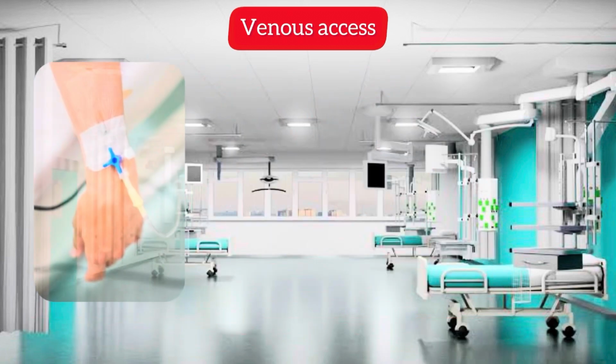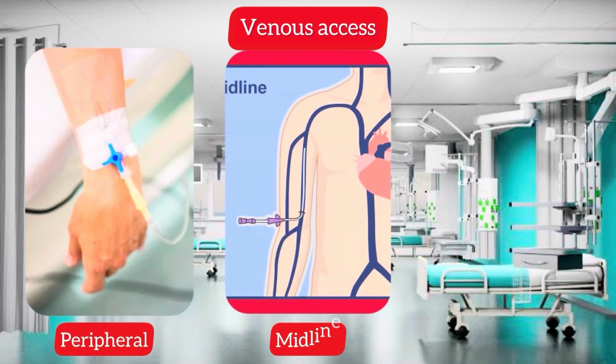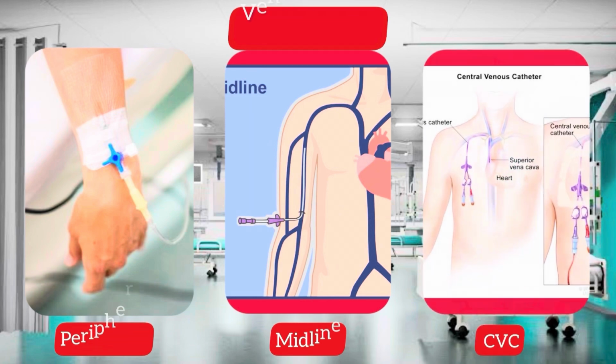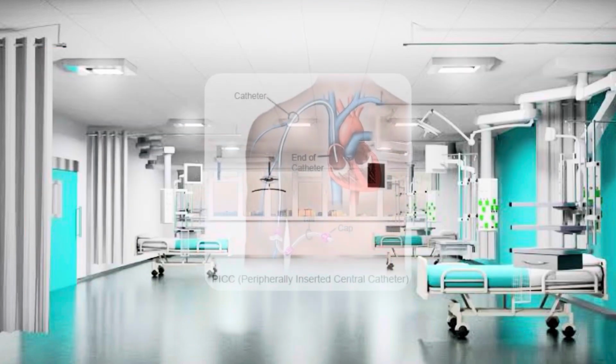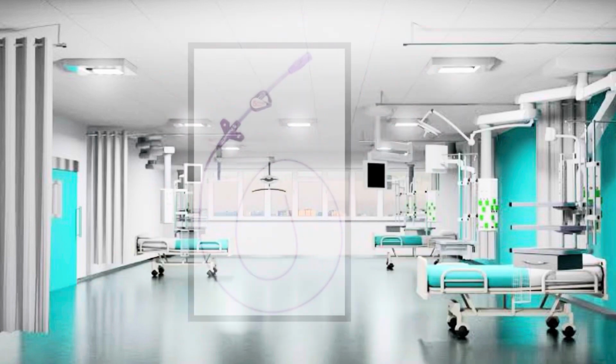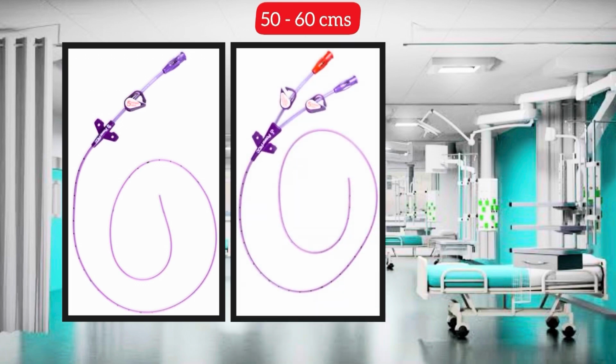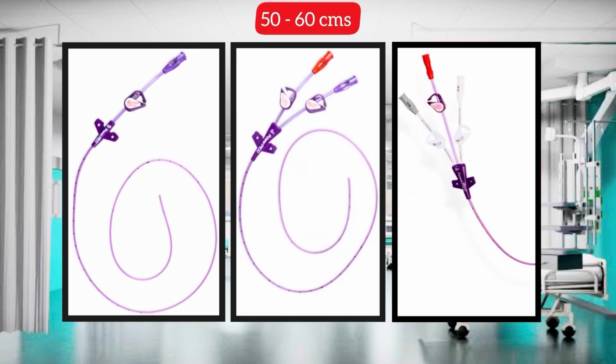Venous access can be obtained through conventional peripheral intravenous lines, midline peripheral catheters, and central venous catheters. Peripherally inserted central catheters are a subset of central venous catheters. They are 50 centimeters to 60 centimeters long single, double or triple lumen catheters that are placed in a peripheral arm vein and terminate in the thorax. They can be used for medium-term venous access, which is defined as anywhere between several weeks to 6 months.